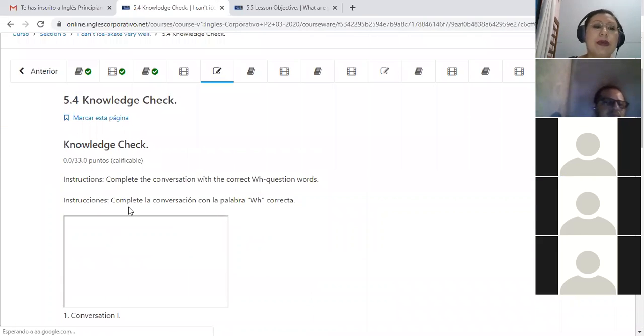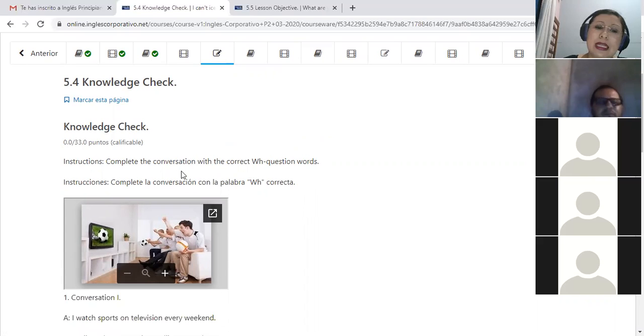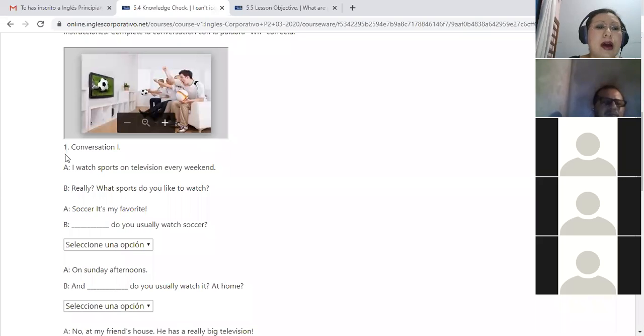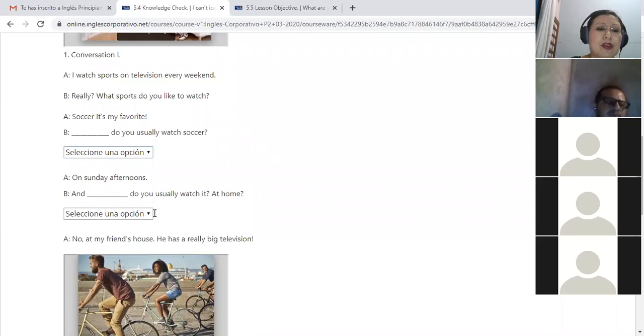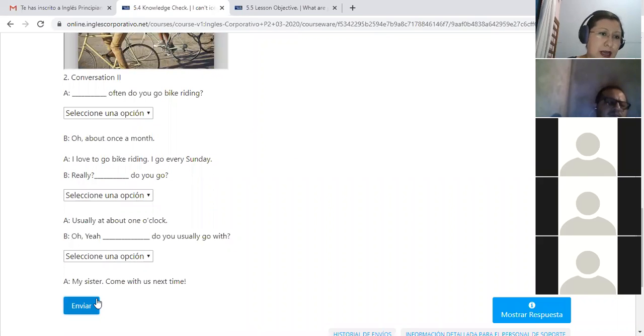Once you finish this class, you will be able to answer the 5.4 knowledge check that says, complete the conversation with the correct WH question word. Remember that to listen to the audio, you have to expand the pop-out window that you have here. You click on it and it will open another window, and in that window you can download the audio to listen many times, the number of times you would like. So you have conversation one, then you have to choose an option: what, when, who, when, how. Then two, with the same choices, and so on until you finish number 5.